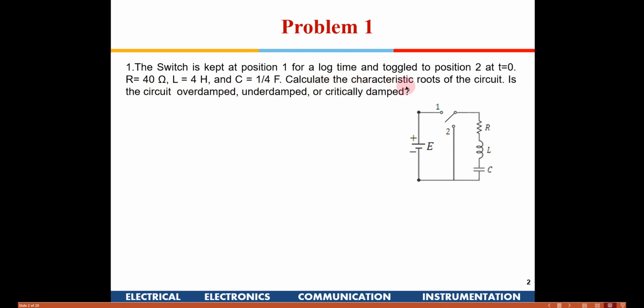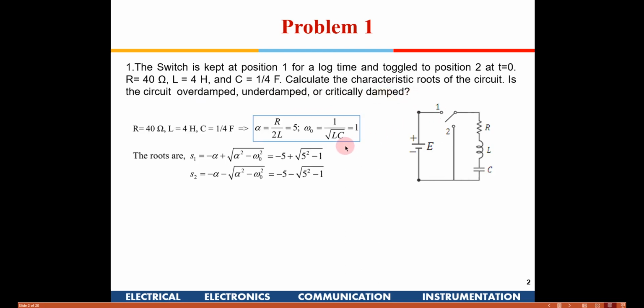It says calculate the characteristic roots of this circuit. Okay, so the characteristic roots are to be calculated, and from those roots we need to comment whether the circuit is overdamped, underdamped or critically damped. So we need to find out first the characteristic roots, and for that we need to compute alpha, which is the damping ratio, and omega 0 or omega n, which is the natural frequency. The formulas for an RLC circuit: alpha is given by R divided by 2L and omega 0 is given by 1 by root LC.